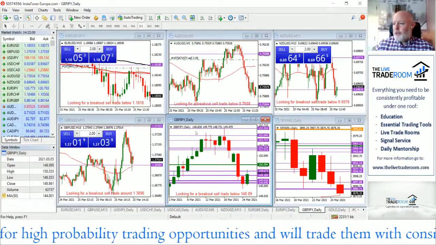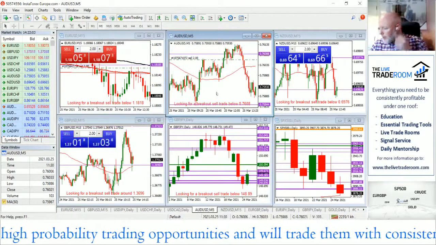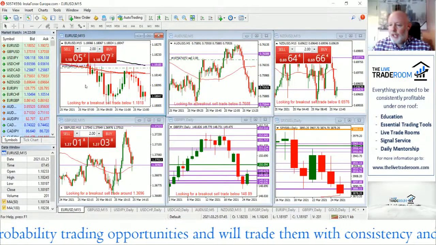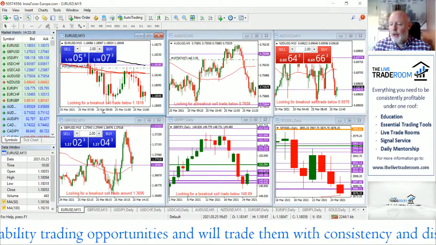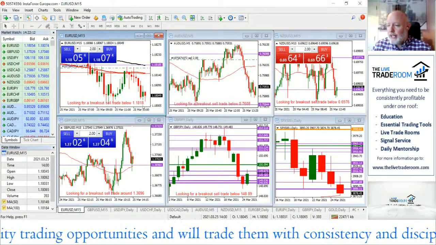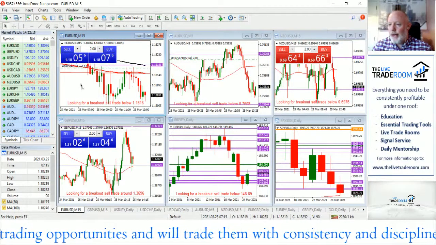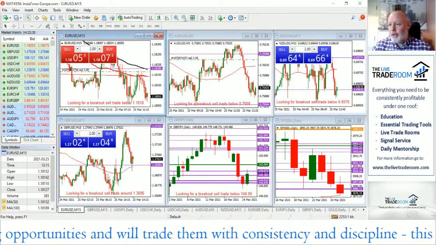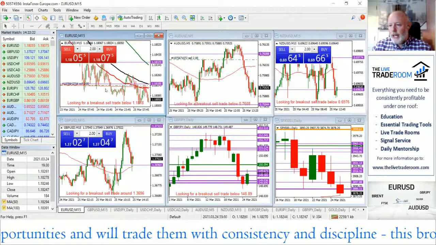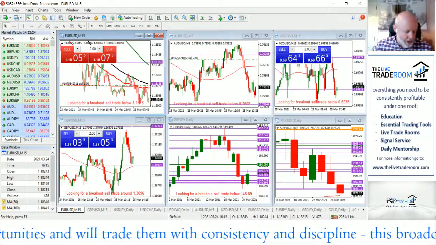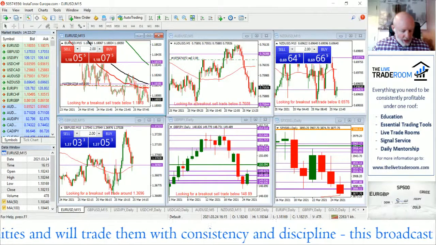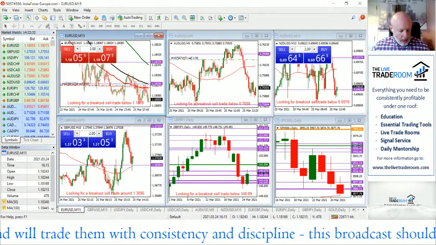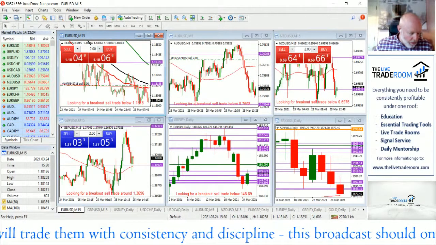These were some of the opportunities we were looking at yesterday, and we've been making steady progress in this direction. We were looking for a breakout sell trade below the 1818 level. We're marginally below that. You can see that the bias is to the downside. You can see we go through long periods of sideways moving price action, followed by that next move to the downside.